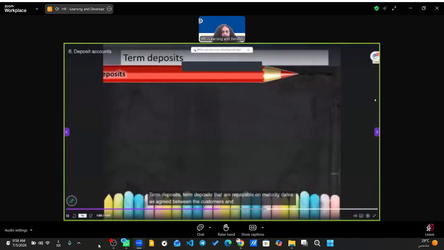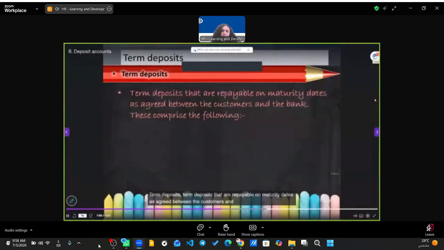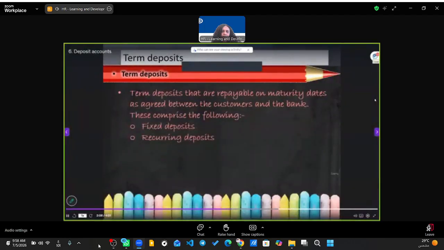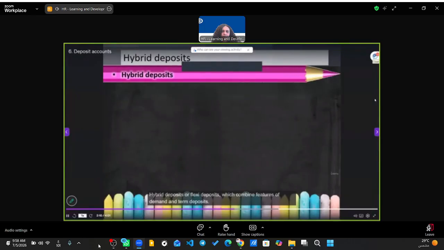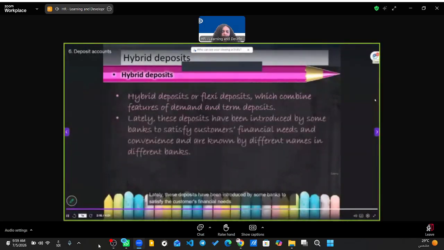Term deposits are repayable on maturity dates as agreed between the customers and the bank. These comprise the following: fixed deposits, recurring deposits. Hybrid deposits or flexi deposits combine features of demand and term deposits. Lately, these deposits have been introduced by some banks to satisfy the customer's financial needs and convenience and are known by different names in different banks.